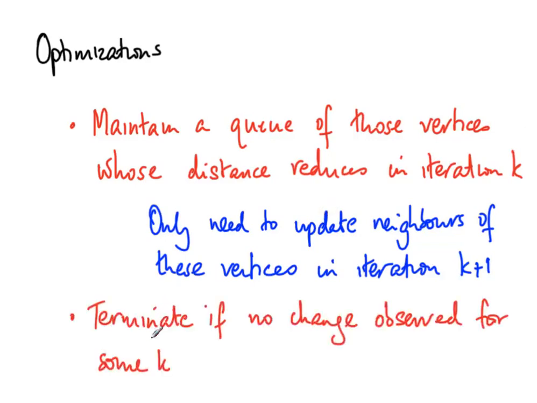From this, it follows that if there is no change observed for some iteration k, then there will be no change henceforth. So we don't have to run all the way to n minus 1. We can just terminate the entire algorithm right away.